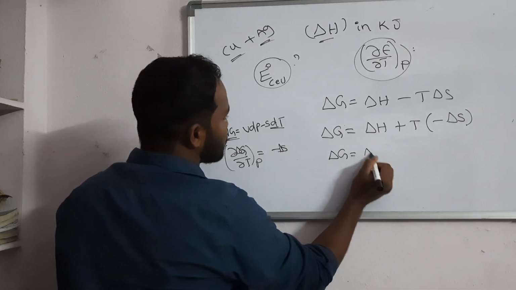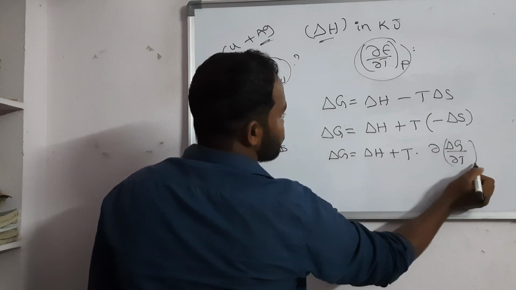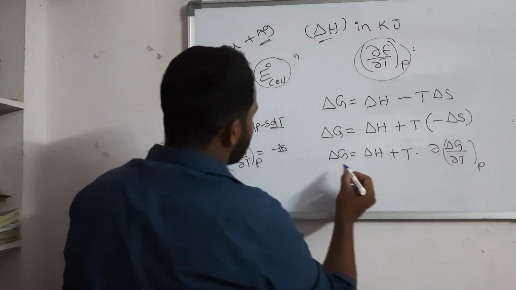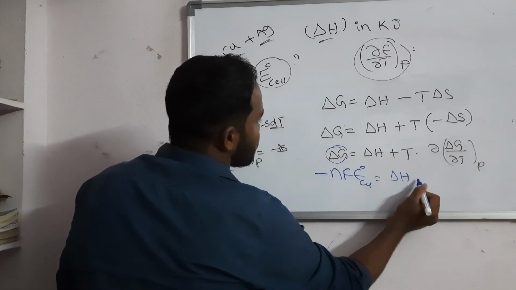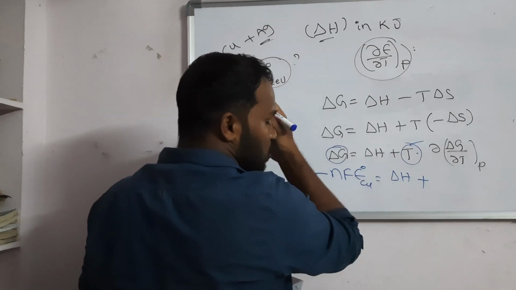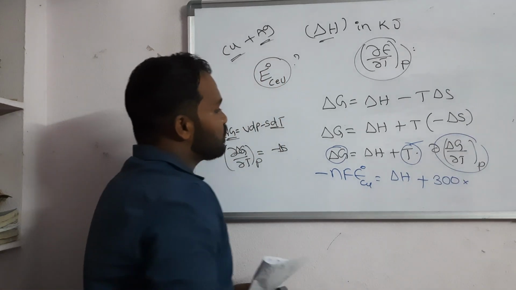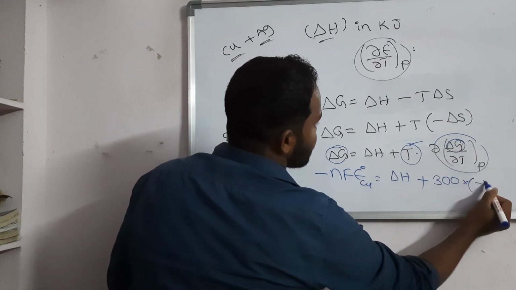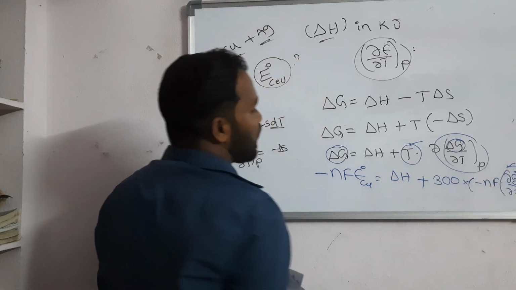So then delta G is equal to delta H plus T into dou delta G by dou T at constant P. And delta G is equal to minus nF into E naught cell. So delta H plus T value they already gave. What is the T value? They gave 27 degrees, that is nothing but 300 kelvins, into delta G. Here you can write minus nF into dou E cell by dou T. Here the dou E cell by dou T value they already gave.